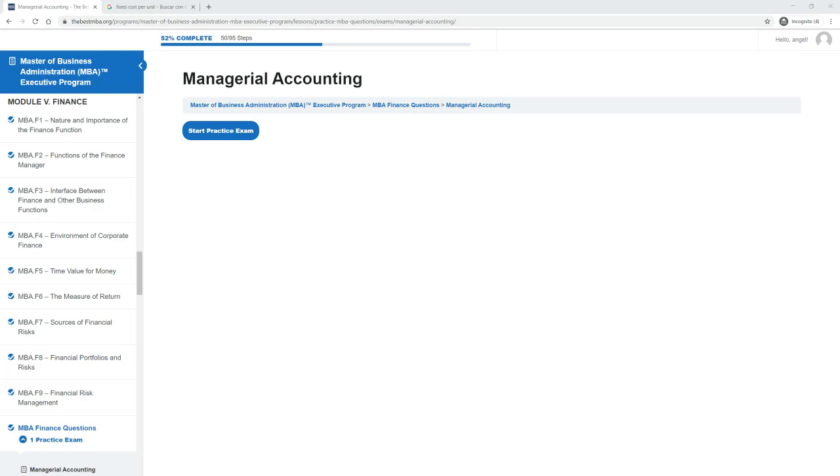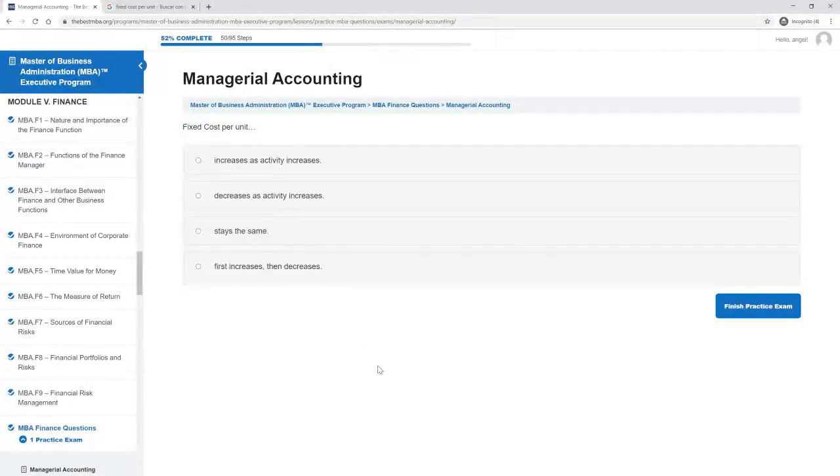In another managerial question on the bestmba.org platform, let's click here to see this question. Okay, the question is: fixed cost per unit increases as activity increases, decreases as activity increases, stays the same, or first increases then decreases. Which one do you think is right? Let's say this is A, B, C, and D.